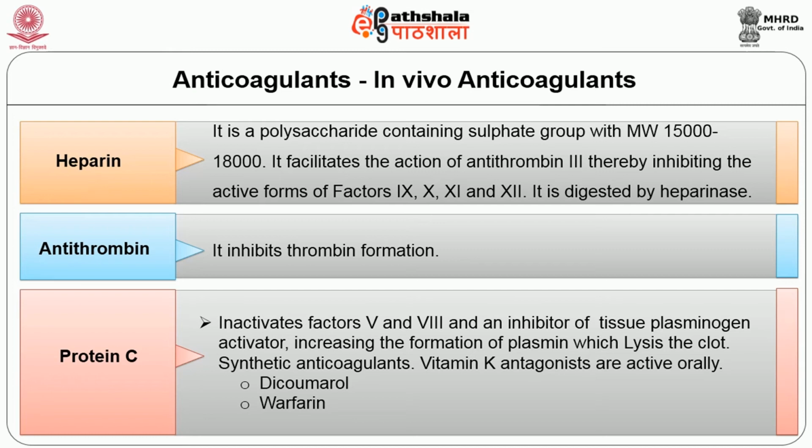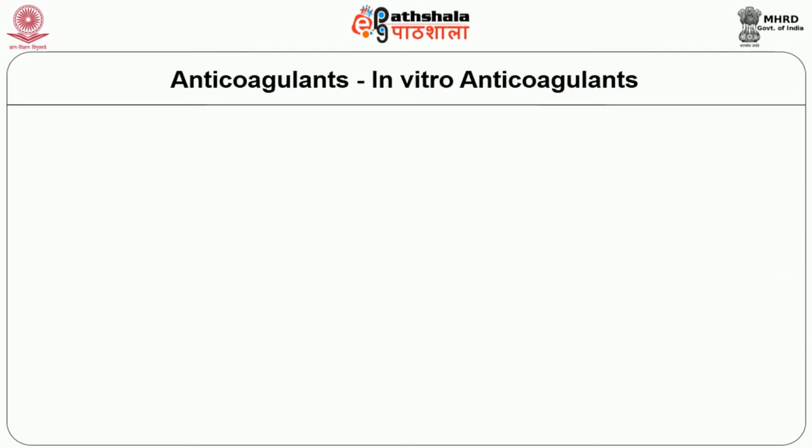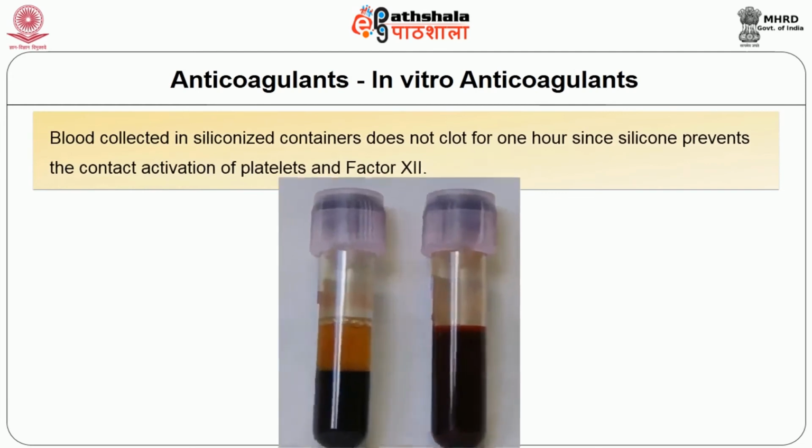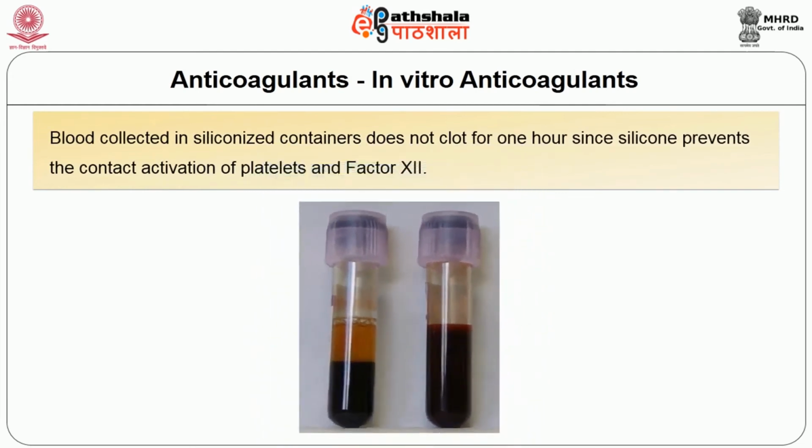Now we will see about the in vitro anticoagulants. Blood that is collected in siliconized containers does not clot for 1 hour, because silicon prevents the contact activation of platelets and factor 12. Various substances that decrease the calcium ion concentration in the blood prevent coagulation. Examples are sodium citrate, sodium oxalate, and EDTA, that is ethylenediaminetetraacetic acid. All these form insoluble salts with calcium, and thus prevent the action of calcium.